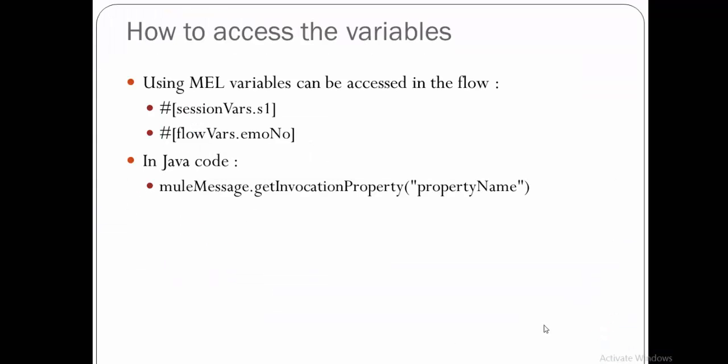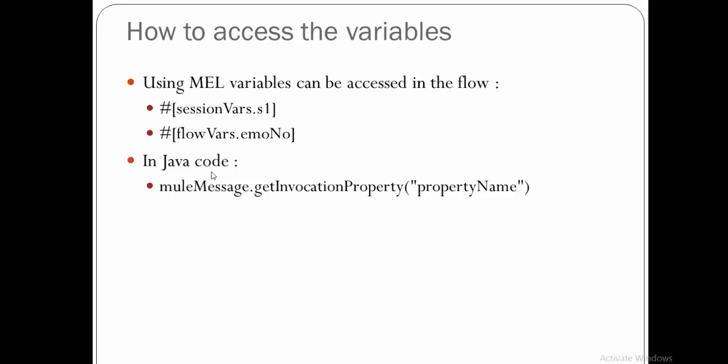Next is how to access the variables. To access a variable, we use MEL expressions. The MEL expression standard syntax is hash and square brackets. Inside, to access the session variable, there is a keyword called sessionVars dot the variable name, and to access the flow variable, flowVars dot the variable name. In this way you can access the flow variable and session variable in your flow.